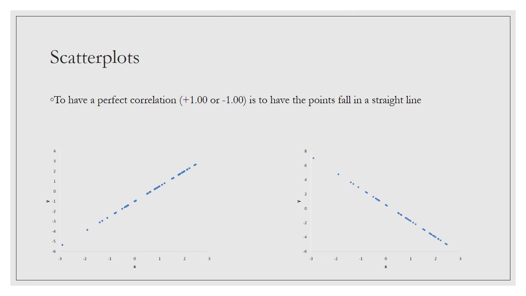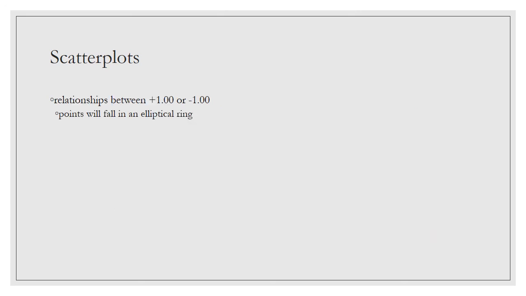This is extremely rare, and as a matter of fact, whenever you see this, when it's actually perfect, it's usually some sort of artifact of mathematics. Most of our scatter plots are going to be between plus and minus 1. Most of our correlations are going to be between plus and minus 1.